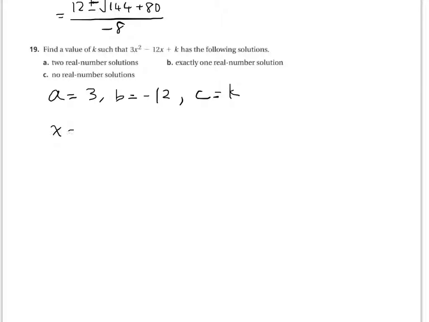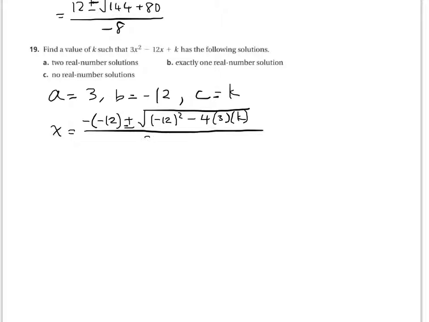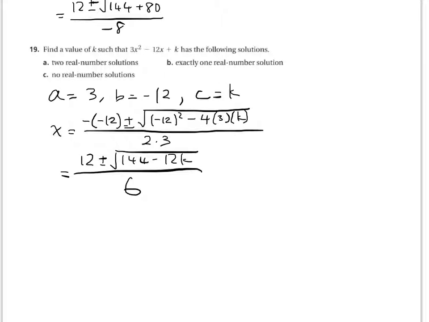We have x equals negative b, which is negative 12 in this case, plus or minus the square root of b squared, which is negative 12 to the second power, minus 4 times 3 times k, over 2 times a, which is 3. So we have 12 plus or minus the square root of 144 minus 12k over 6.